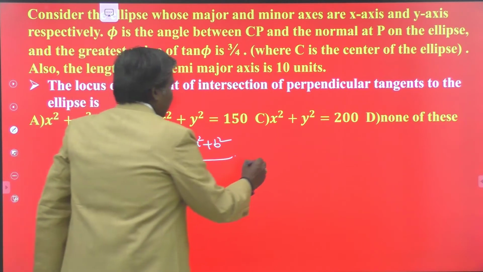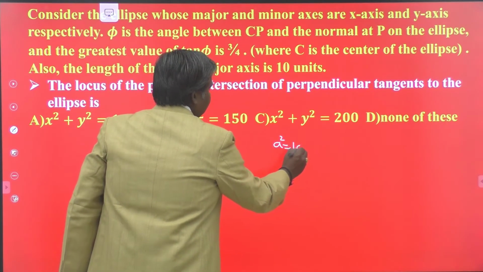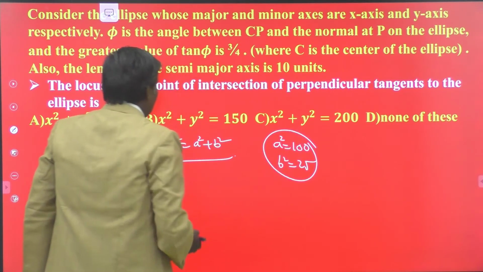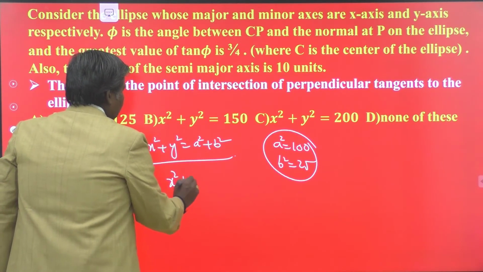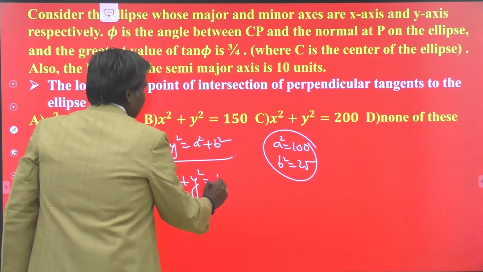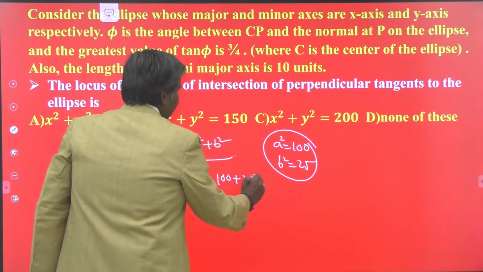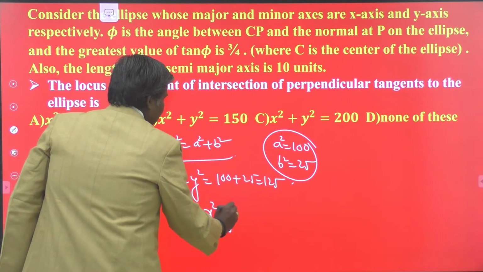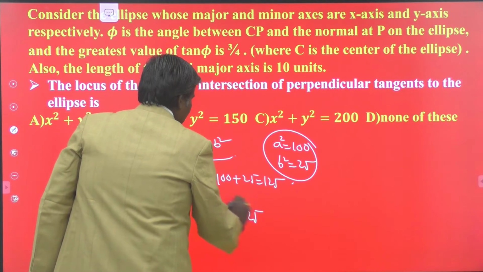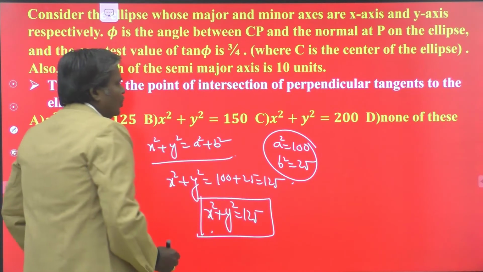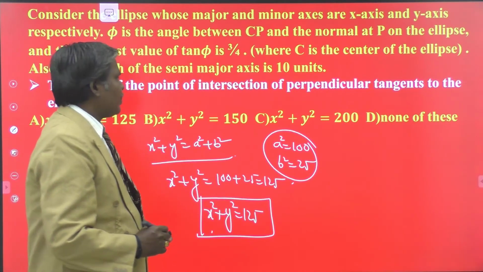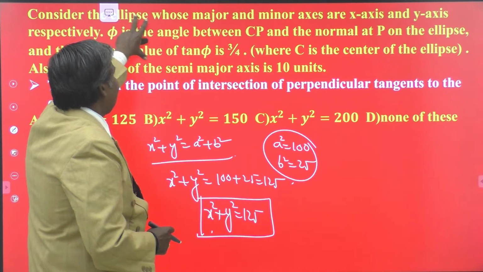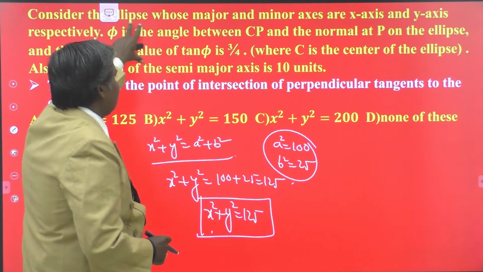So your a square is what? 100. b square is equal to 25. You know the values from the above problem. So your answer is what? x square plus y square is equal to 100 plus 25. Your answer is 125. So the equation of the director circle is x square plus y square equal to 125. This is the locus of the point of intersection of the perpendicular tangents to the ellipse. The entire paragraph question is like that.